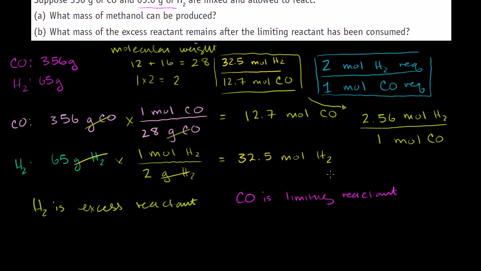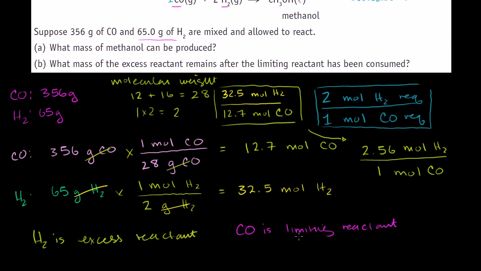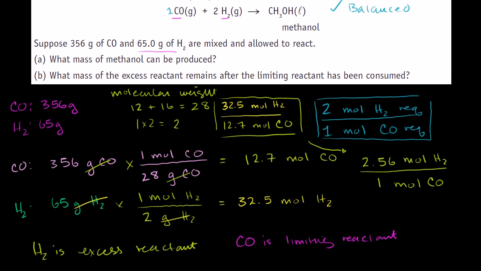Now, given that this is the excess reactant, let's see how we can use the stoichiometric ratios to figure out how much methanol is going to be produced. It's all going to be limited by our carbon monoxide. Did I just say that hydrogen is not the limiting reactant? Carbon monoxide is the limiting reactant. We have more than enough hydrogen. So how much carbon monoxide do we have? We already figured it out. We have 12.7 moles of carbon monoxide.